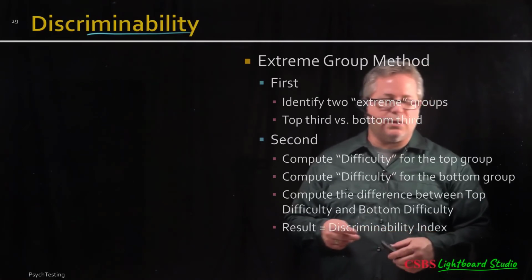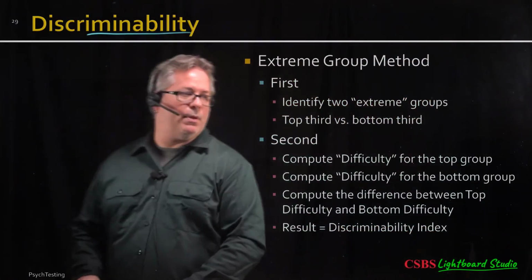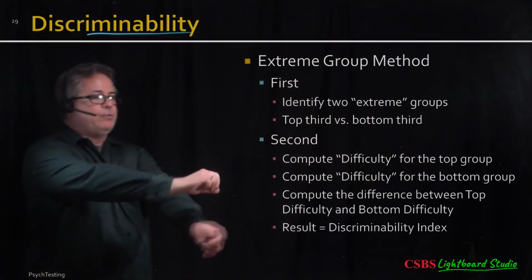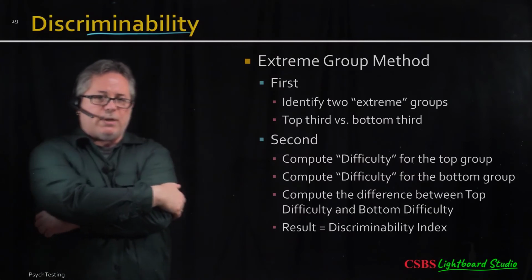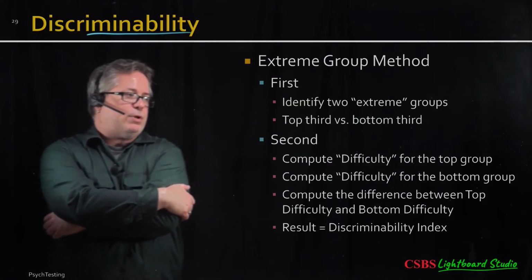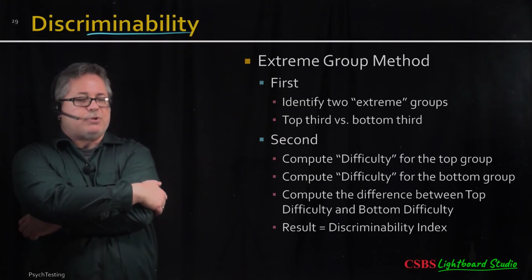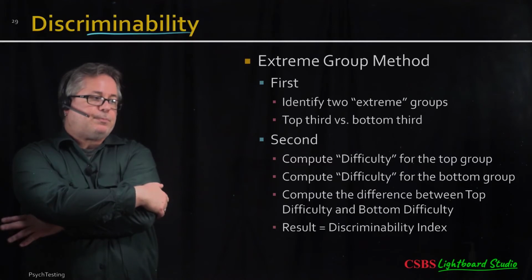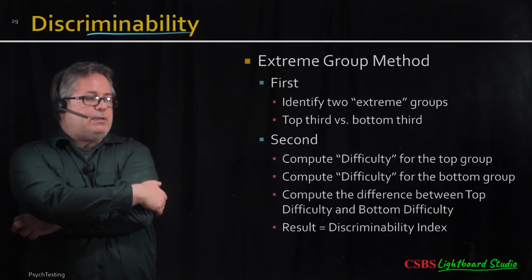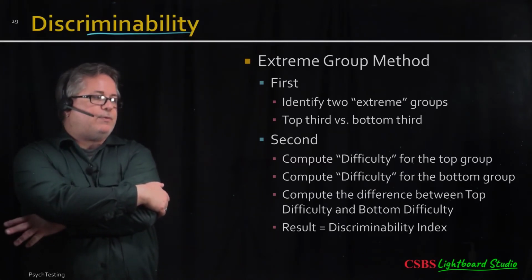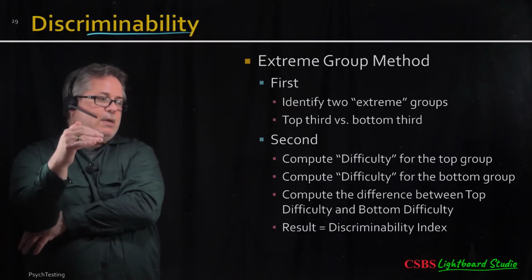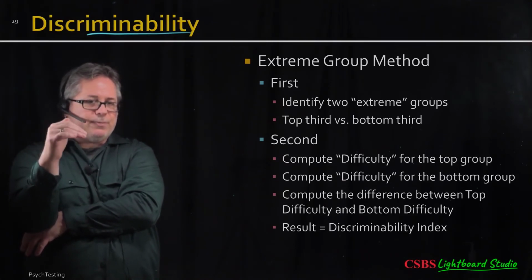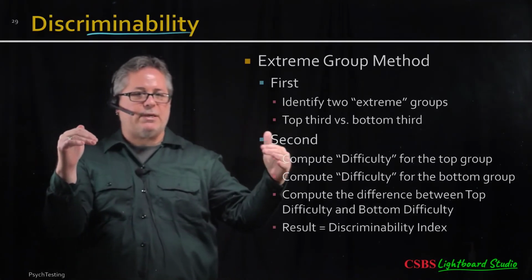All right, so the extreme group method. You're going to identify two extreme groups. Usually, the most common way is just to look at the top third and bottom third. So you use a program to put everybody in order in terms of their total score on the scale, and then you create groups, and then you compute difficulty for the top group, meaning you look at the proportion of people in the highest group who endorse the item. You look at the proportion of people in the lower group who endorse the item.